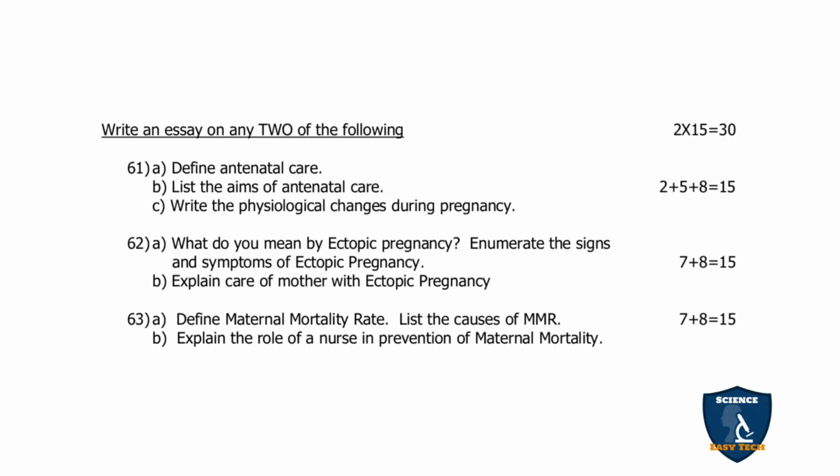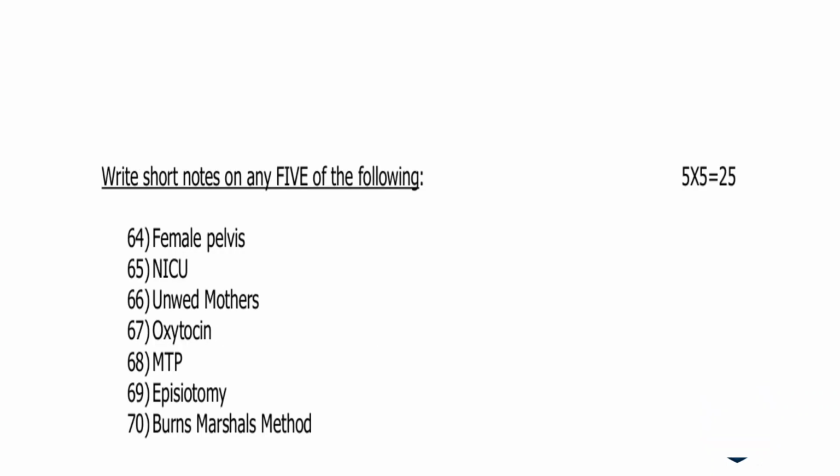Next we will move on to short answers. Under short answers, out of 7, you have to answer 5 as usual, 5 into 5, 25 marks. The questions are: female pelvis, NICU, unwed mothers, oxytocin, MTP, episiotomy, and Burns-Marshall's method. These are all the questions which have been asked under the 5 mark section.